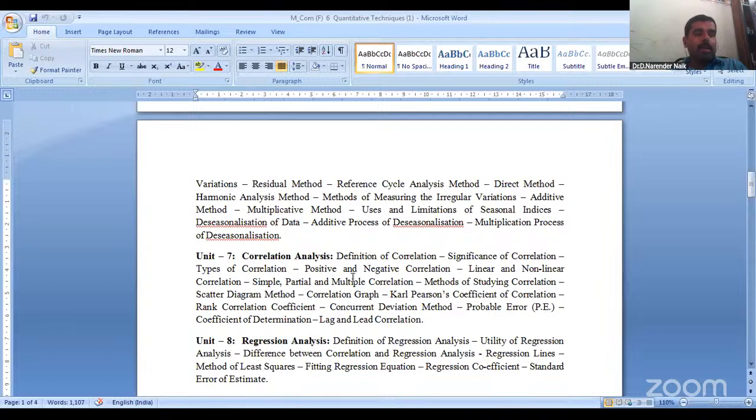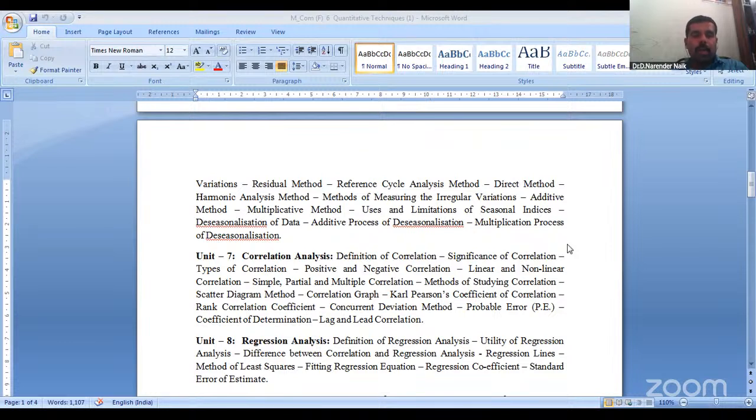good marks. Why? Because the subject name, the title, indicates quantitative techniques. So quantitative techniques indicates, what type of quantity is it? Quantity means it's a bulk amount. The techniques we are going to apply. So in correlation analysis, we are going to see some theoretical concepts as well as problematic concepts also.